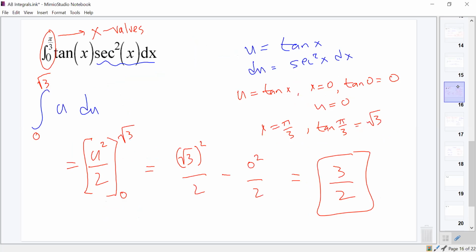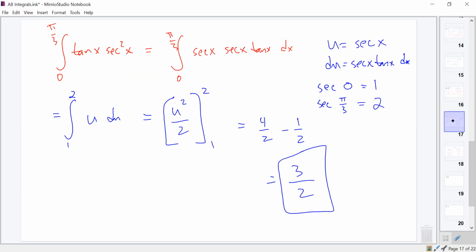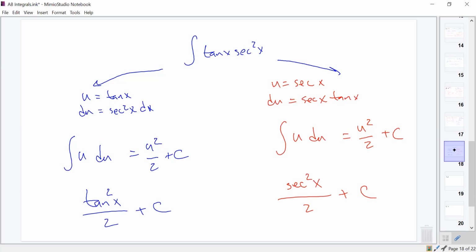Yeah. But they both gave us the same numeric result, right? But we know that tangent squared of x is not the same thing as secant squared of x, because this is sine squared x over cosine squared x, and this is just 1 over cosine squared x. They're clearly not the same thing. Well, that's okay.